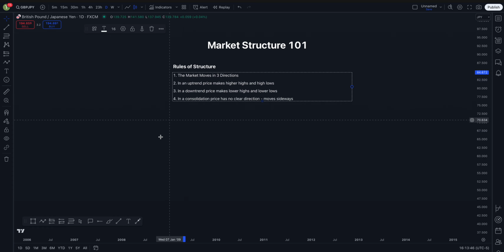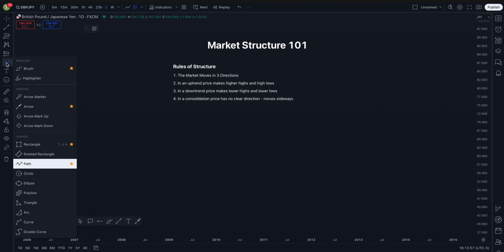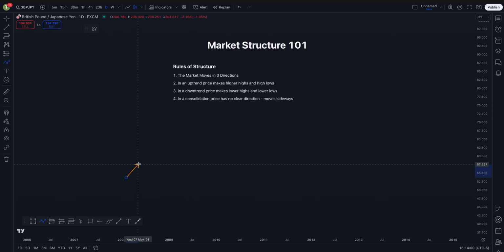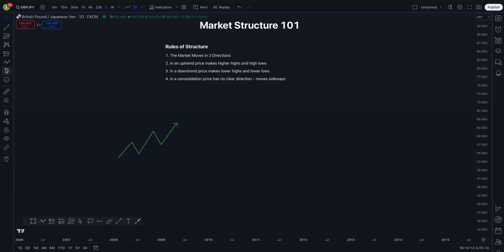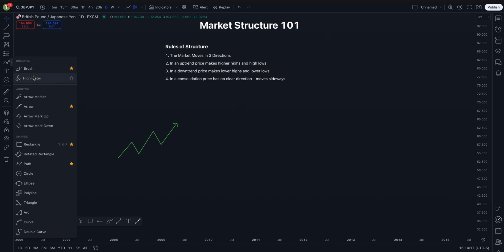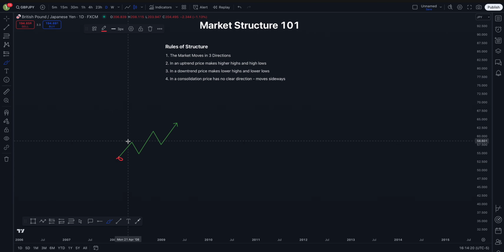And just to recap and go over the rules of market structure, let's look at the rules of the structure, right? So the first rule is the market moves in 3 directions. The first direction is what we call an uptrend, right? And in an uptrend, put this in green, price makes higher highs, higher lows, higher highs, higher lows, higher highs.